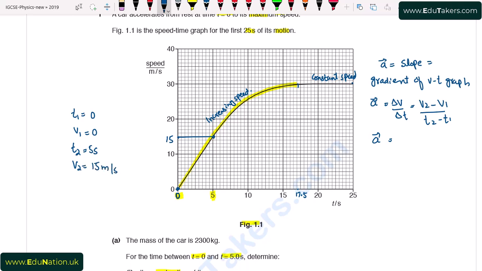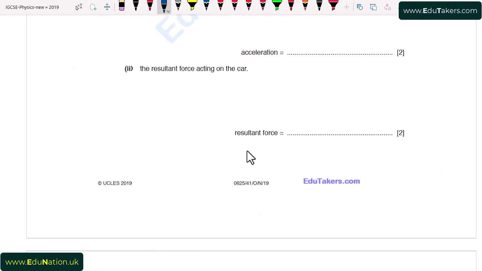Now I am going to put in the values. So v2 is 15 minus 0 over 5 minus 0, so the acceleration comes to be 3.0 meters per second squared. The unit of acceleration is meters per second squared. So I write here acceleration is equal to 3.0 meters per second squared.